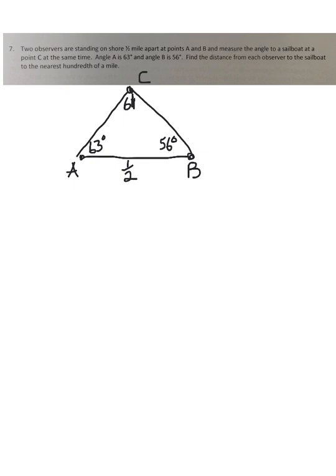Let's just see. It says find the distance from each observer to the sailboat to the nearest 100th of a mile. So basically what they want is the distance from this observer here to the sailboat, and then this observer here to the sailboat. So they want this side and they want this side. I'm going to call this little b because it's opposite big B, and this little a because it's opposite big A. And basically, you're going to do the law of sines twice.